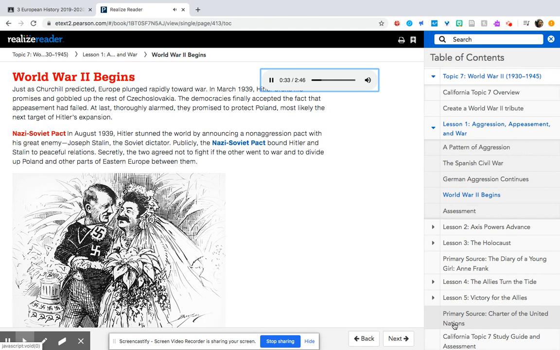Nazi-Soviet Pact. In August 1939, Hitler stunned the world by announcing a non-aggression pact with his great enemy, Joseph Stalin, the Soviet dictator. Publicly, the Nazi-Soviet Pact bound Hitler and Stalin to peaceful relations. Secretly, the two agreed not to fight if the other went to war, and to divide up Poland and other parts of Eastern Europe between them.